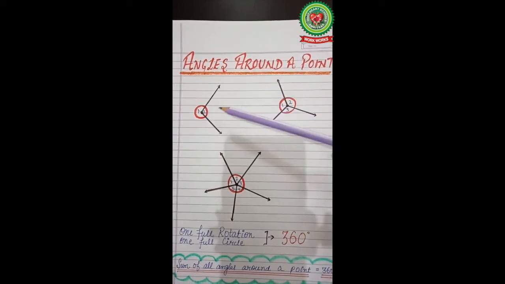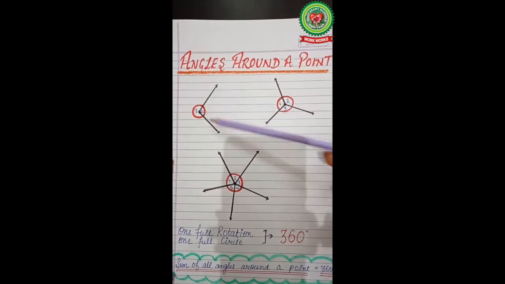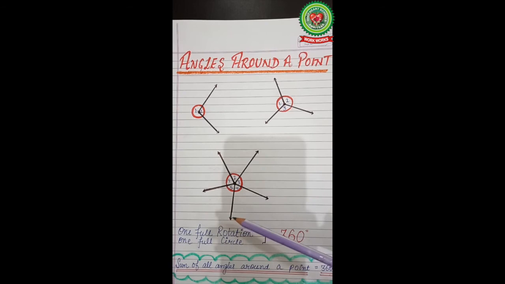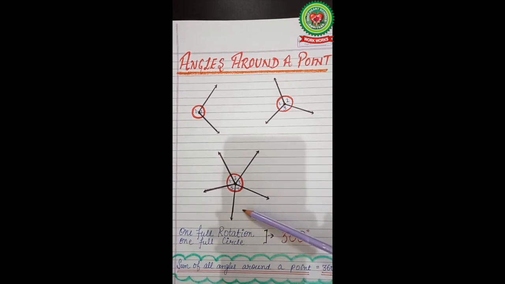Now you can see that in your first figure, you have two rays. These two rays are making how many angles? Two angles, angle 1 and angle 2. In your second figure, you have three rays. You can count them: 1, 2, 3. These three rays are making three angles. Now, in your third figure, let's count how many rays are here: 1, 2, 3, 4, 5. So here we have 5 rays, right?